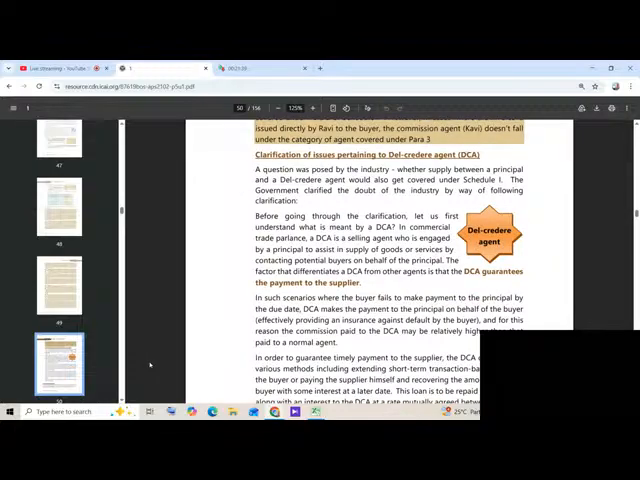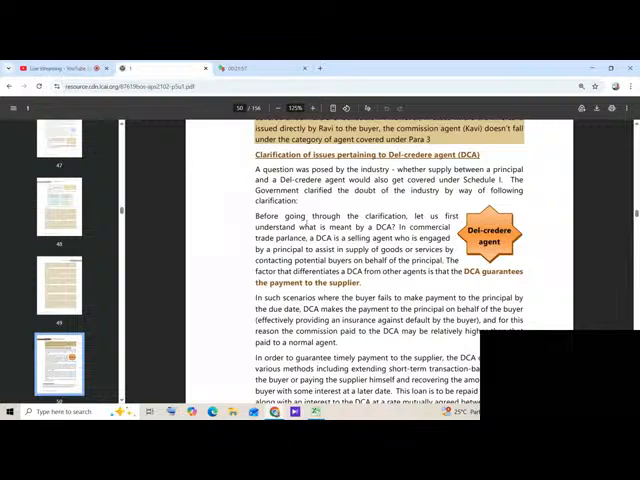Clarification of issues pertaining to Del Credere agent. A question was posed by the industry whether supply between a principal and Del Credere agent would also get covered under Schedule 1. The government clarified the doubt of the industry by way of following clarification.